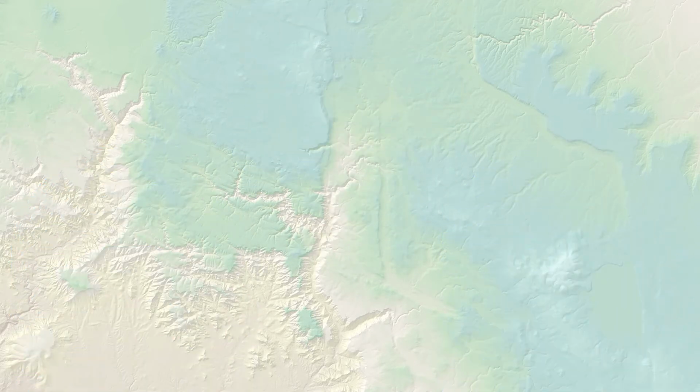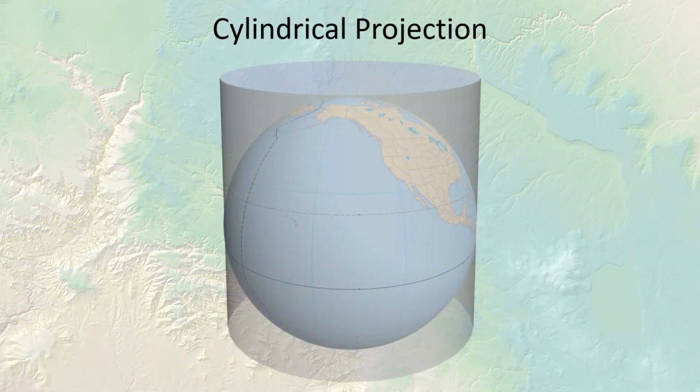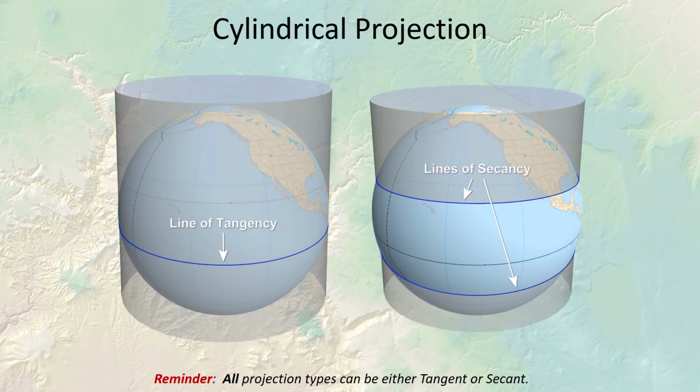Now, the third class of projection uses a cylindrical surface, and this, not surprisingly, is called the cylindrical projection. Now, a quick refresh, tangency versus secancy. A tangent projection is where the projection surface just touches the surface of the planet. Secant projection is when it intersects the planet. And here I want you to see that cylindrical projections, just like conic projections, can have tangent and secant versions.